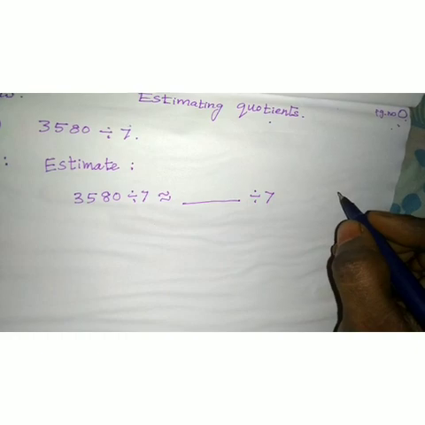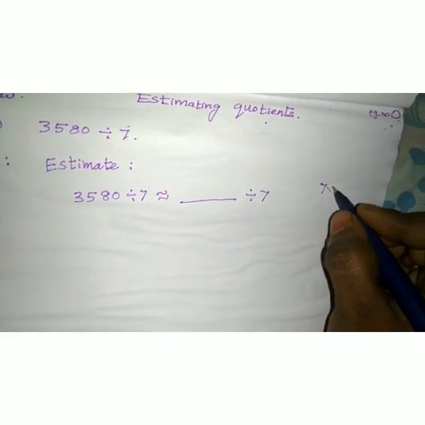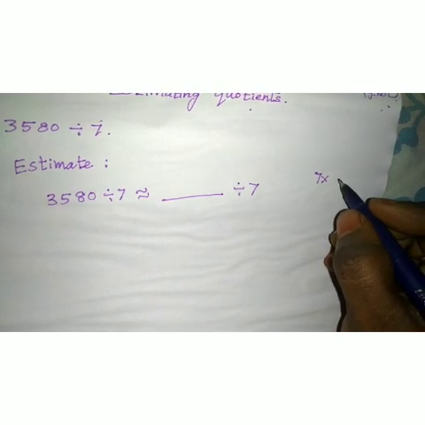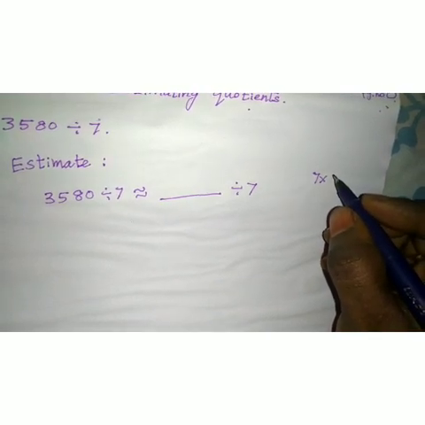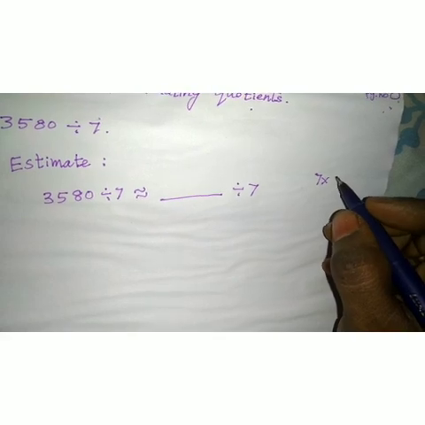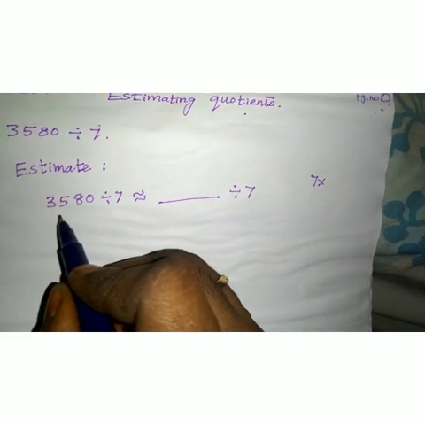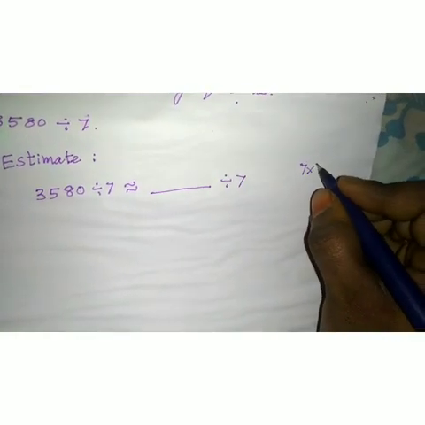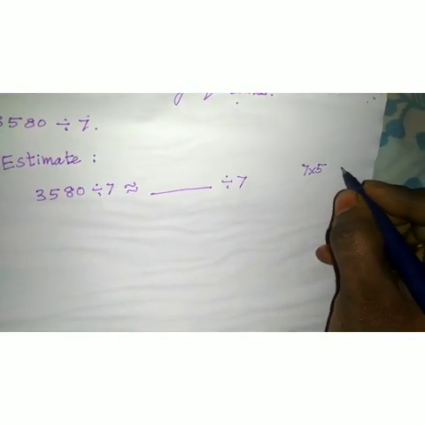Up to what do you have to stop? Let me say the 7th table. 7 ones are 7, 7 twos are 14, 7 threes are 21, 7 fours are 28, 7 fives are 35. So you get 7 fives are 35.